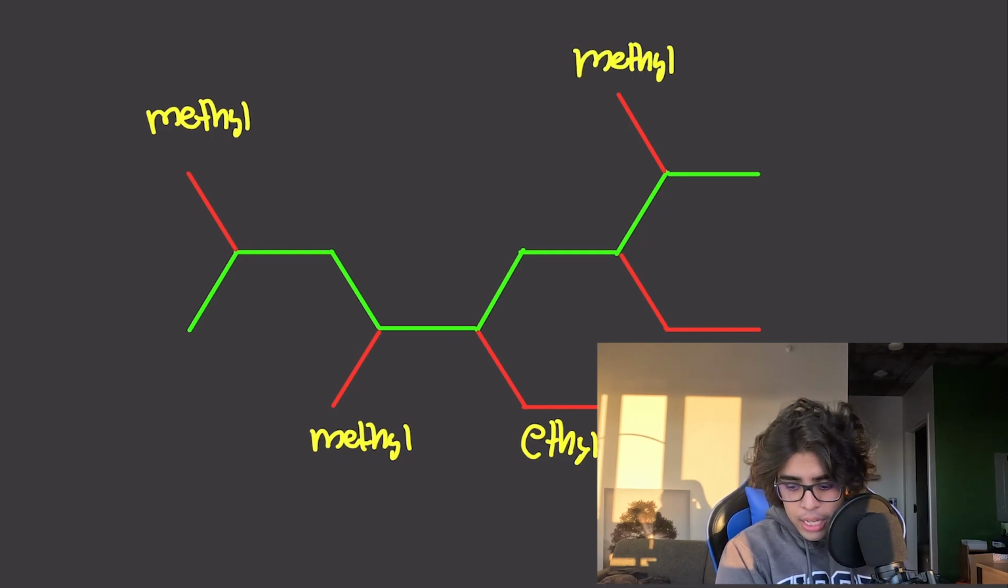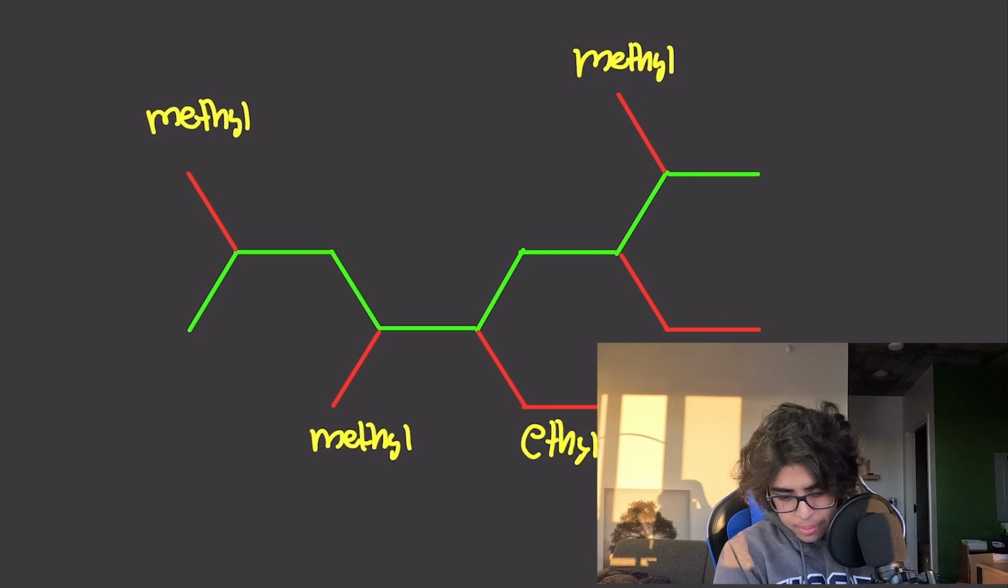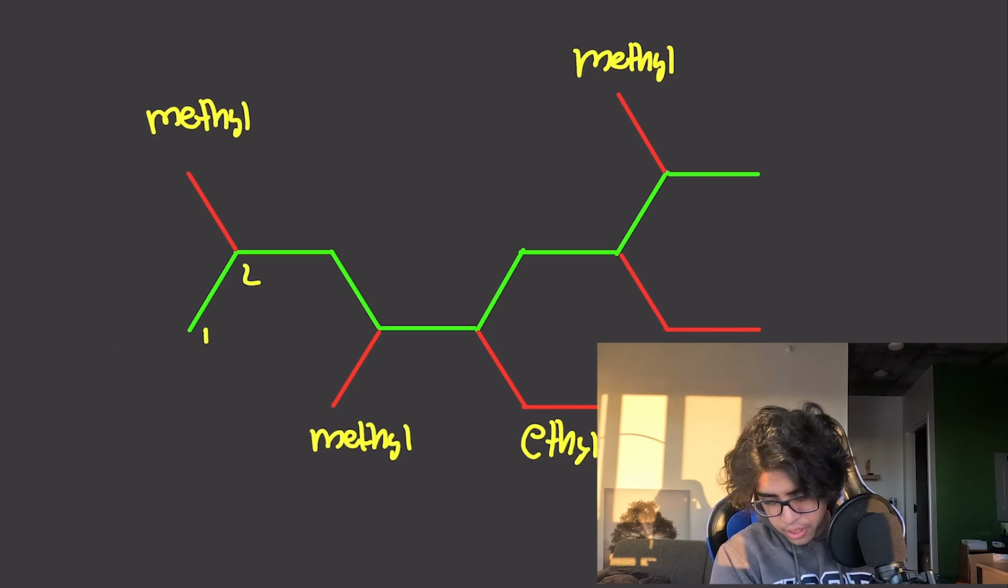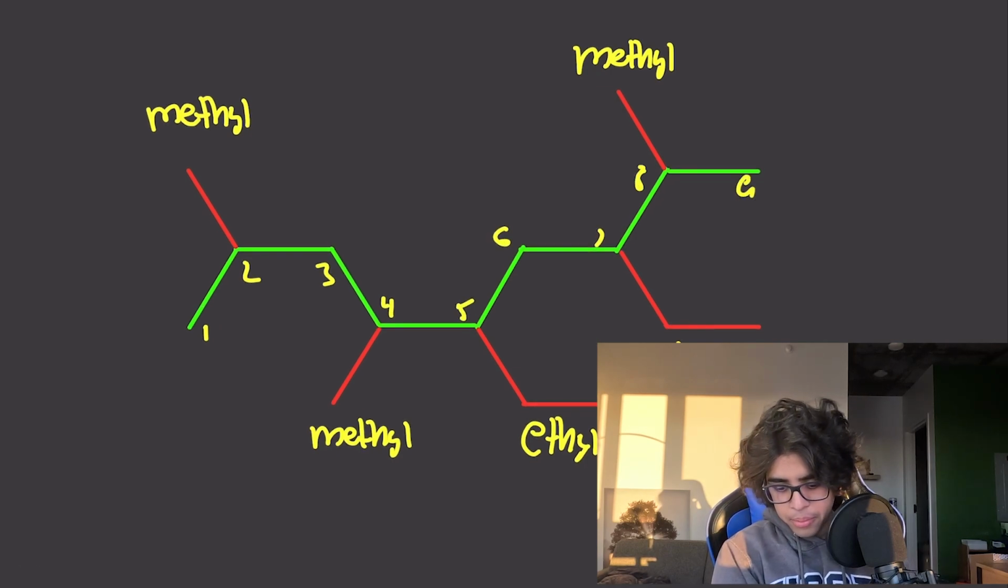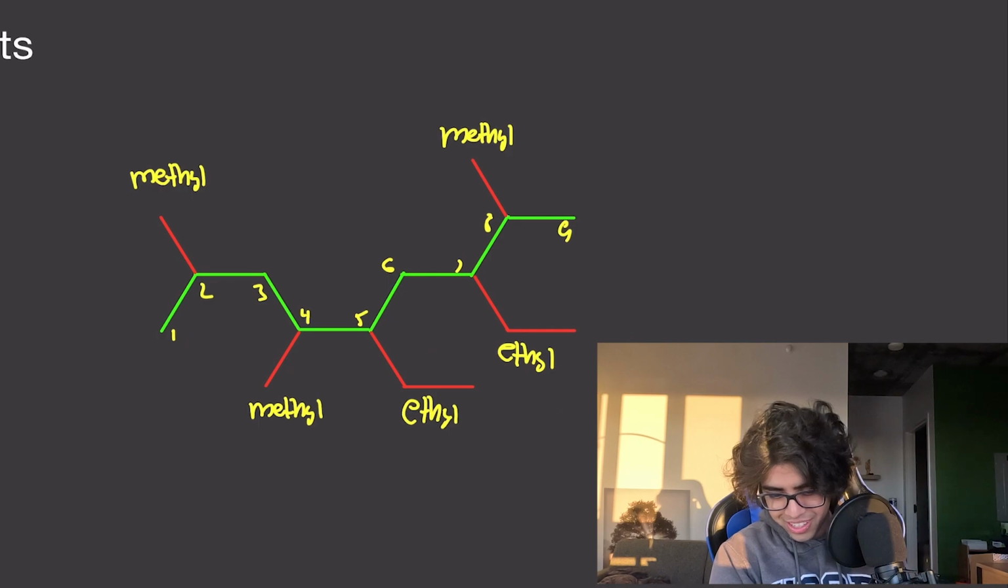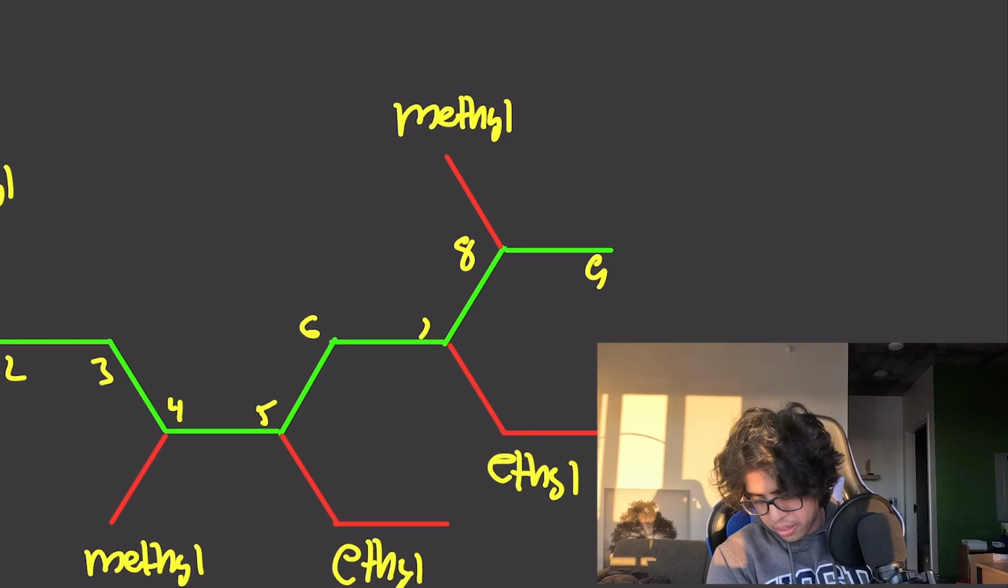Now, what is this parent chain's name? To do this, we count the number of carbon atoms in the parent chain. 1, 2, 3, 4, 5, 6, 7, 8, 9. So this is 9 carbon atoms. Sorry, my numbers are all weird. So this is called nonane.